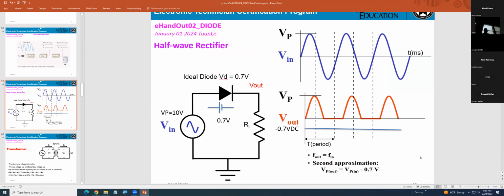They will be half-wave. Why half-wave? They rectify only the positive. Okay? If they put a diode on the other side, they will still be half-wave, but they will rectify the negative.